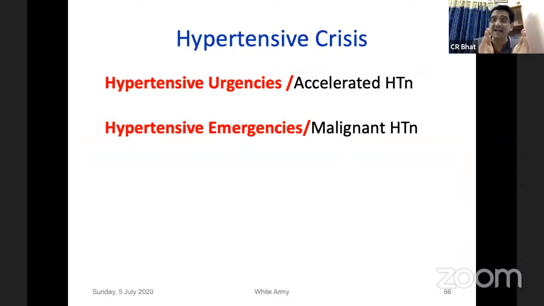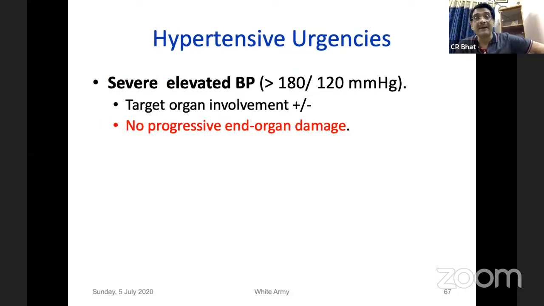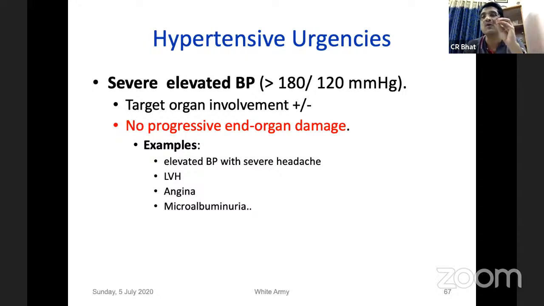Now, there is some more complication like crisis. There are two things very commonly asked: hypertensive emergencies, previously called accelerated or malignant hypertension, and hypertensive urgencies. Hypertensive urgency is said in a patient who does not have target organ damage, but blood pressure is very high, more than 180 by 120 millimeters of mercury. Any one is possible. Patient may have systolic blood pressure more than 180, but diastolic blood pressure may be less than that. Target organ involvement may or may not be there, but there is no ongoing life-threatening damage. Those are the urgencies. We need to control the blood pressure to reasonable targets in about 24 hours.